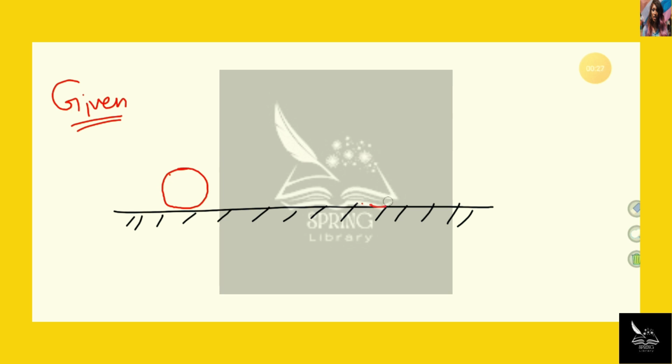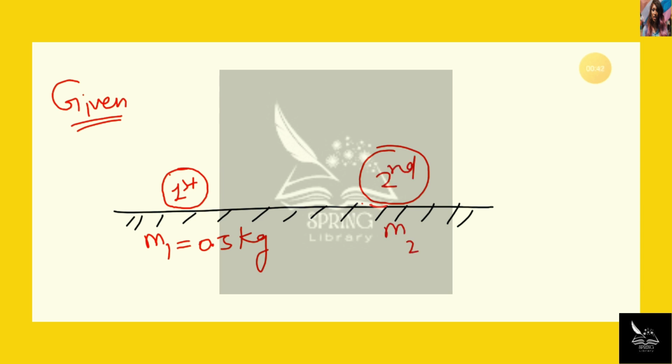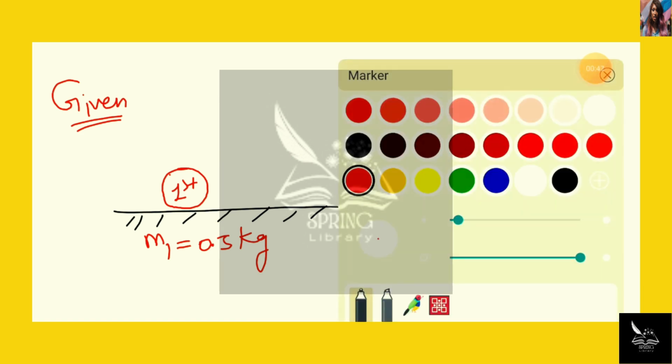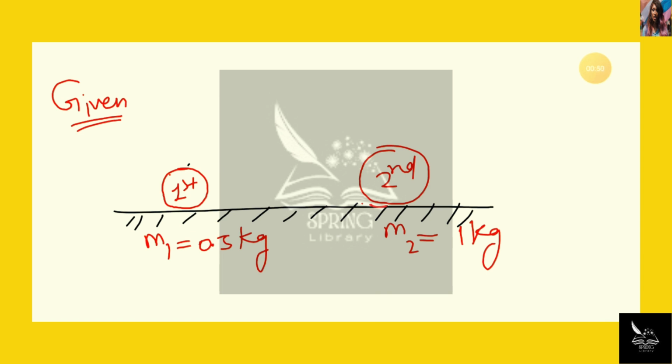Now in the question it is saying that the mass of the first ball, that is m1, is equal to 0.5 kg, and the mass of the second ball, that is m2, is equal to 1 kg. Further, the first ball is going to collide with the second ball with speed u1 equal to 5 meter per second.